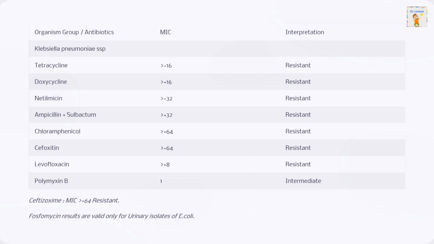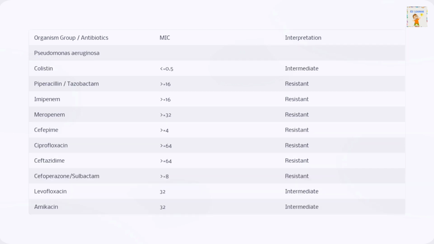This is an example of Klebsiella pneumoniae in the blood culture, and you can see it is resistant to all the antibiotics tested and also intermediate to polymyxin B. So this is a real dilemma and real challenge in our practice, that we are getting more and more multi-drug resistant gram-negative infections. This is a Pseudomonas aeruginosa isolate, and it is showing intermediate sensitivity to colistin, levofloxacin, and amikacin, and resistant to carbapenems and cephalosporins.